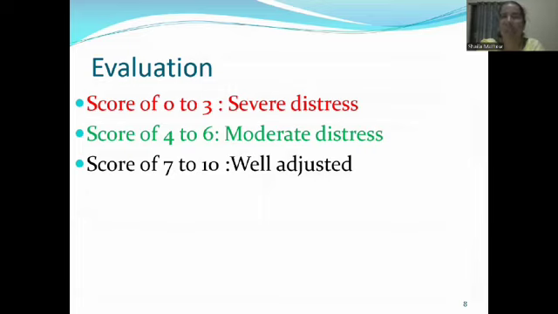If the baby's score is between 0 to 3, then we call it severe distress, where we need to go for resuscitation and the baby is to be shifted to the level 3 NICU, which is the high dependency unit. If the baby's score is between 4 to 6, the baby comes under the classification of moderate distress, where you have to shift the baby to the level 2 NICU, which is the low dependency unit. And if the score is 7 to 10, the baby is well adjusted to the extrauterine life, where you can shift the baby with the mother after the routine care.